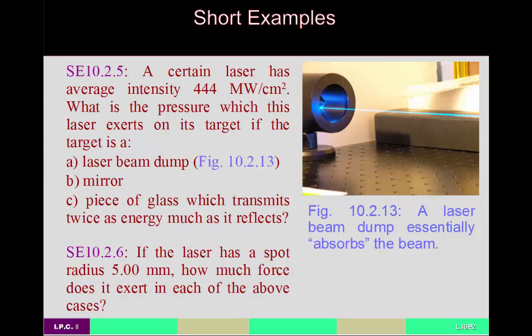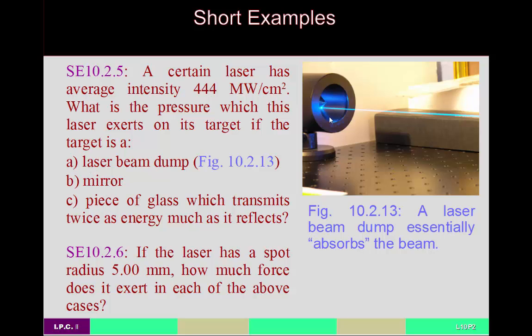Okay, now let's look at a different set of short examples. That first set of examples was to go through some basic energy and intensity calculations. Now let's do some force and momentum calculations. So you have a laser. You're given the average intensity, 444 megawatts per square centimeter. And it wants to know what's the pressure which this laser exerts on its target under 3 different conditions.